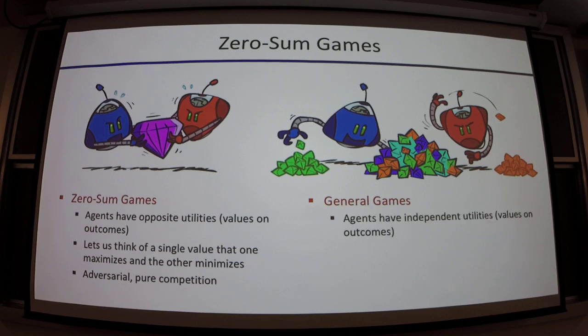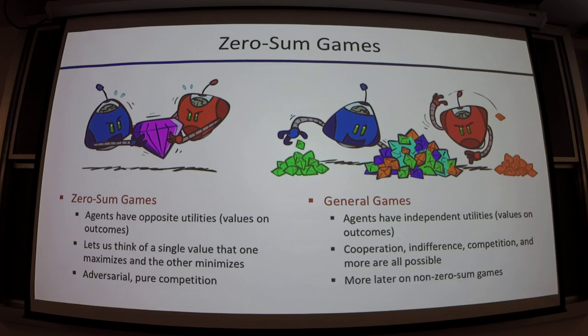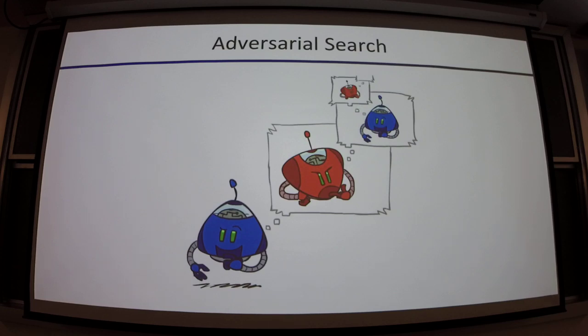There's also general games, right? They may have different utilities. There may be cooperation, indifference, competition, right? The world of games is big. There's a lot of awesome games. All right, we're going to talk about zero-sum games today. Basically, what we're going to talk about is adversarial search. So we're going to frame the playing of a game in a similar framework to what we've talked about so far. But the idea is that you're going to reason, as an agent, about what the other agent's going to do. And they're reasoning about what you're going to do, and you're reasoning about what they're reasoning about what you're going to do, and then they're reasoning about what you're reasoning about... I got lost. But you see what I'm saying, right? Okay.